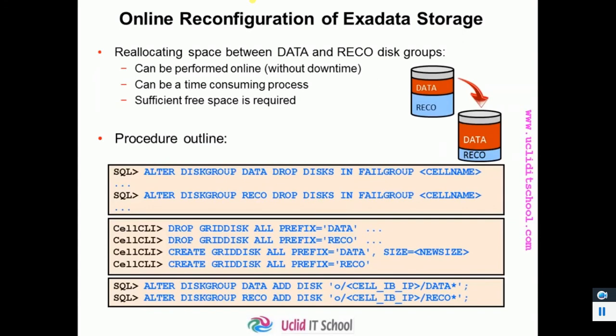So readjusting means, do they have data in it, or is it being used by the database right now? Yeah. See, you have data under RECO currently. But you are dropping those ASM disks. When you drop, there is no impact on the database because you have mirrored this data. The mirror copy is available in the other storage server.